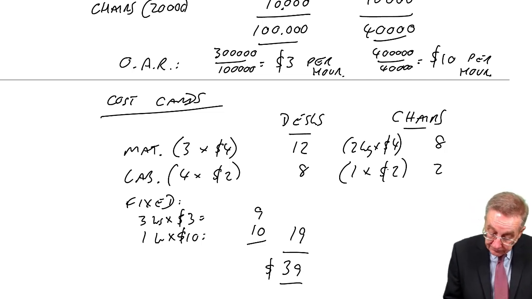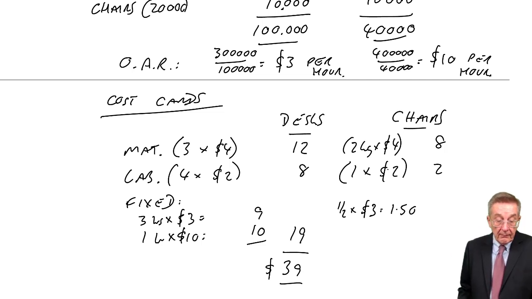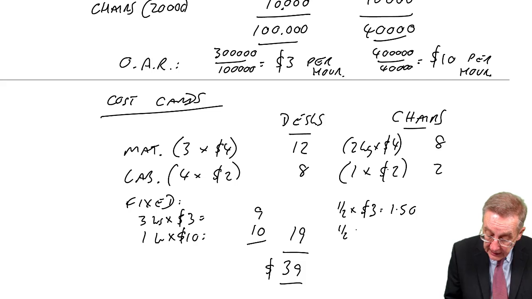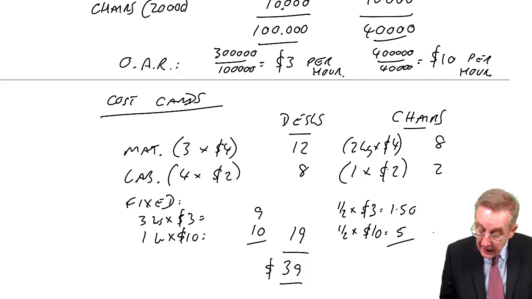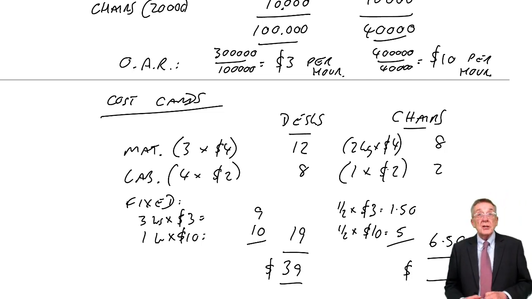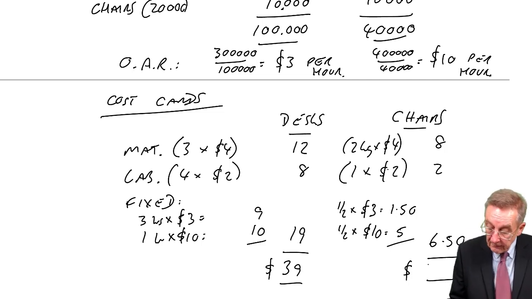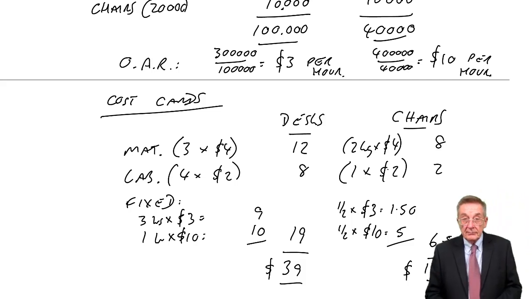What about chairs? They spend half an hour in assembly, where it's $3 an hour. Assembly is $3, so $1.50. They spend half an hour in finishing. Finishing is $10 an hour, so half an hour at $10 is 5. A total of $6.50. And so what's the cost per unit for chairs? $16.50. And there we are.